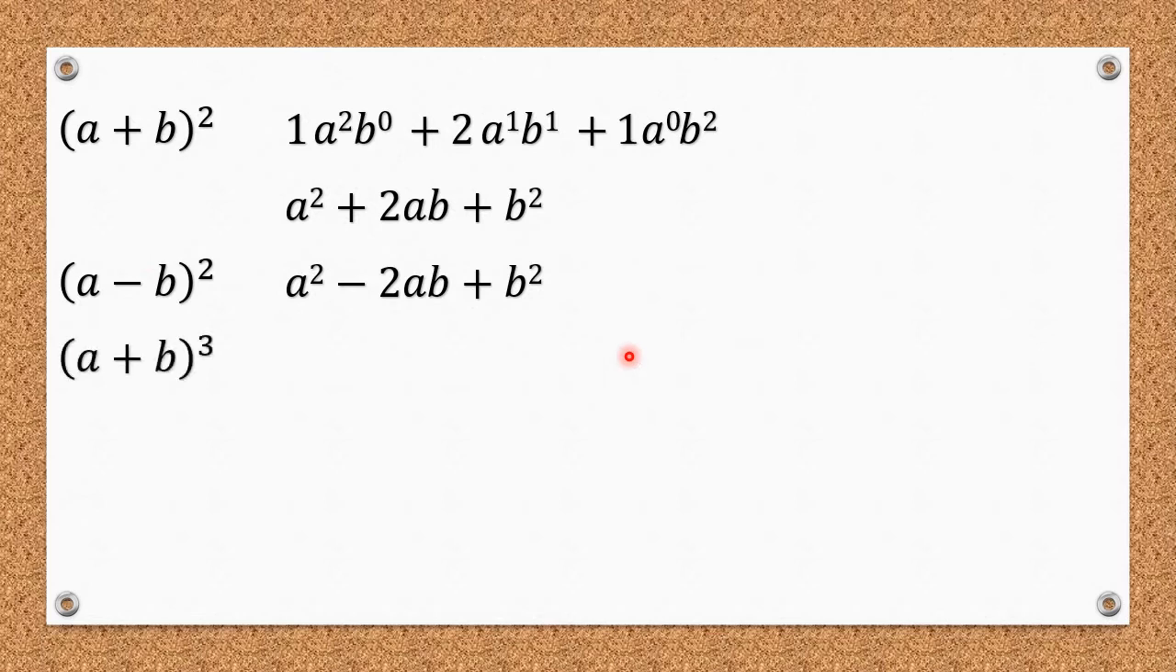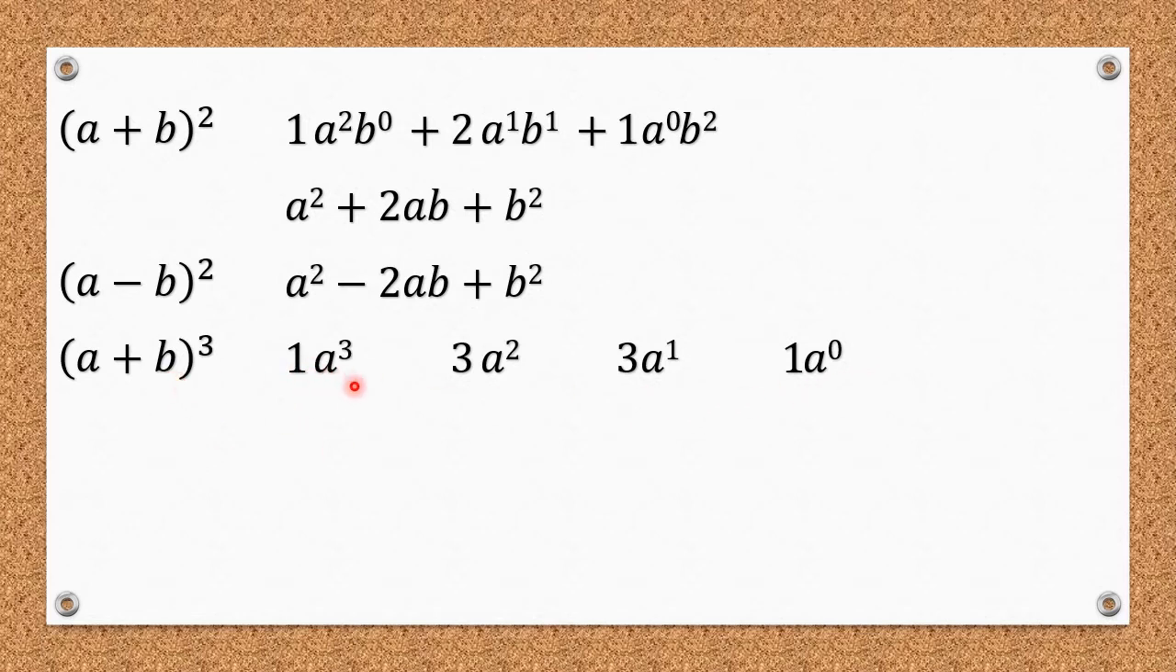Let's take a plus b cube. Now the coefficients for the power 3 are 1, 3, 3, 1. Okay, so these are the coefficients. I'm going to start with the first term with the maximum power 3, a cube. Then in the decreasing order, a square, a raised to 1, a raised to 0. Getting my point here? Start with the maximum power for the first term, a cube, a square, a raised to 1, a raised to 0.